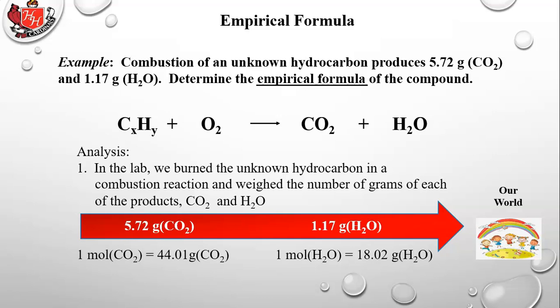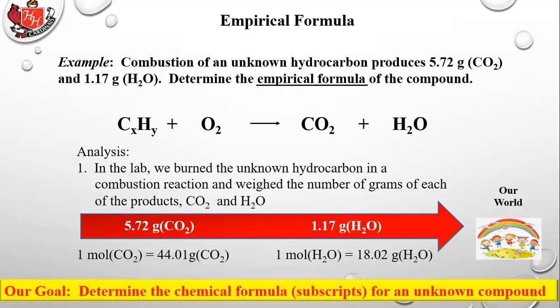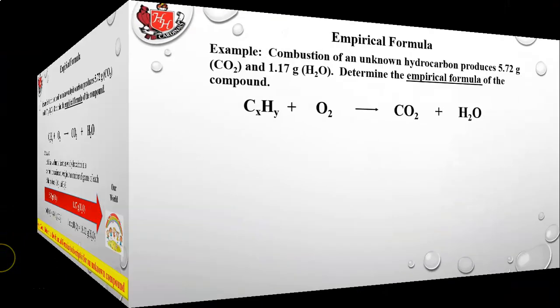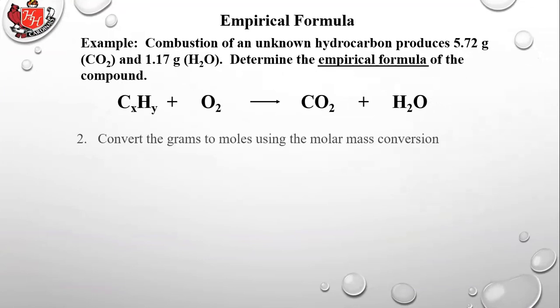So we use the molar masses for CO2 and for water, you've seen these before, to figure out how many moles of CO2 and water we have, because chemical equations and chemical compounds only speak in the language of numbers of particles. Okay, numbers, I need a senior for every 2 juniors. I don't care what they weigh. I want one senior for every 2 juniors. Here you're going to want to know numbers of particles, numbers of moles. So our goal is to determine the chemical formula subscripts for an unknown compound. Okay, so there's our problem restated.